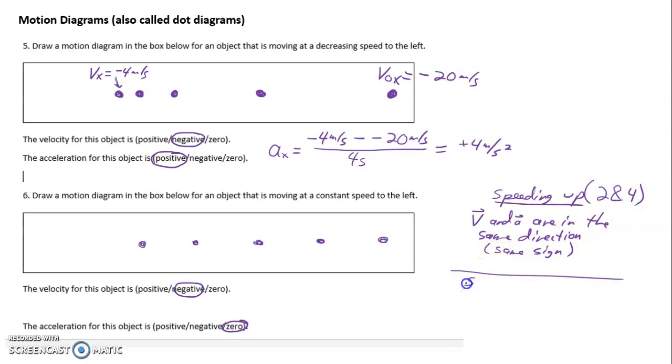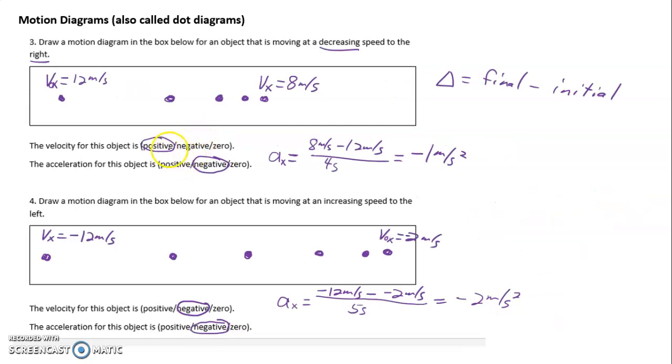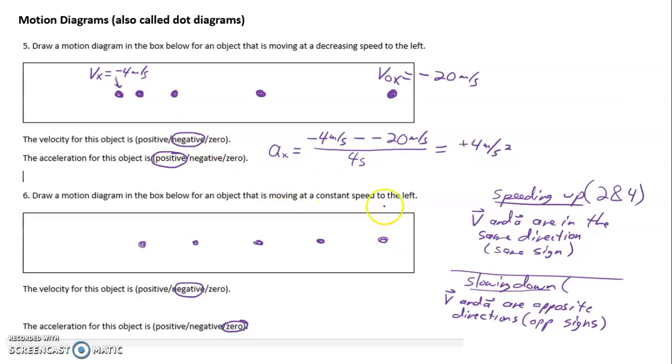Okay, and then we want to look at slowing down. Okay, we'll put in the case numbers. Slowing down happens when the velocity and acceleration are in opposite directions or opposite signs. And when did that happen? Well, here we've got a negative and a positive, so case 5 is an example of that. And then also case 3, we have a positive and a negative, and that was one where it was slowing down. So 3 and 5.